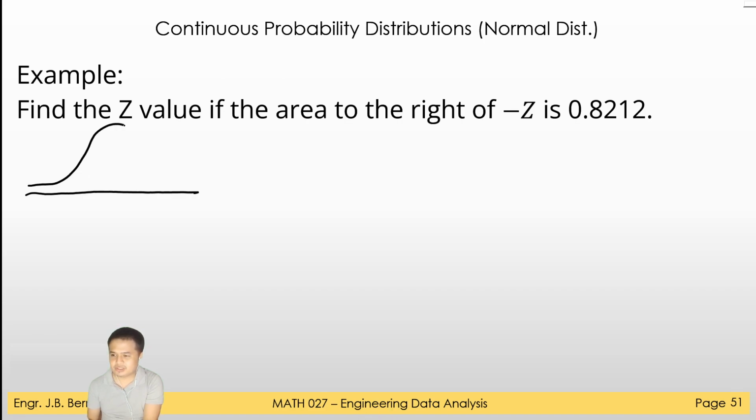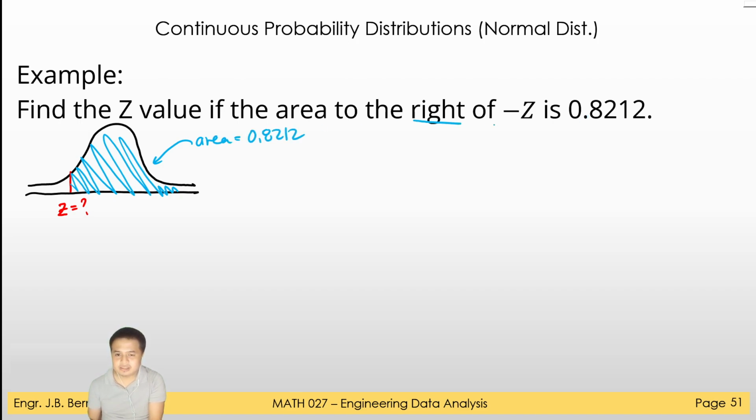We're trying to find the z-score, no? So to find the z-score, how do we do that? We have negative z. So z is negative, we do not know, no? Negative of what? This is on the left portion, and we have a given area. The area given here is 0.8212, because the right z is 0.8212. How do we now find the z-score?